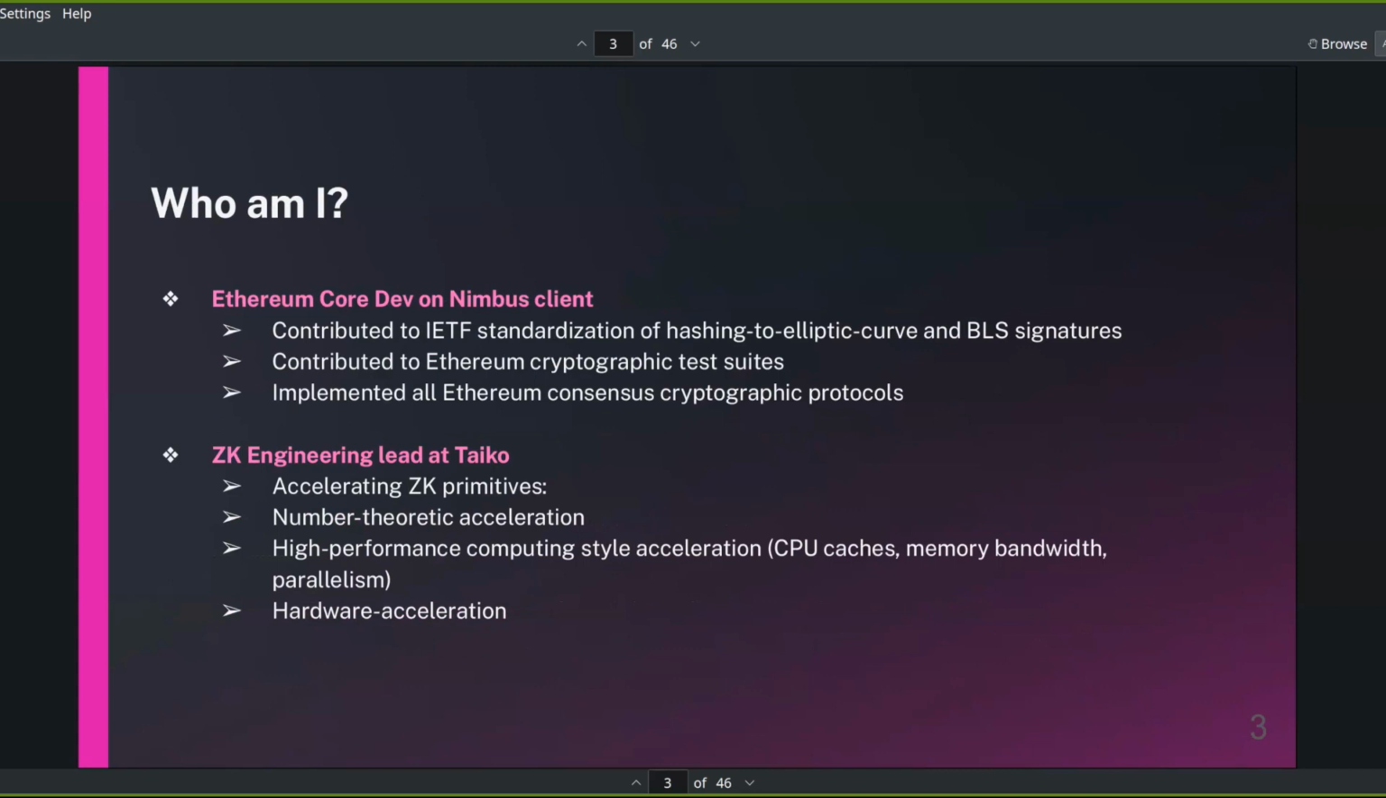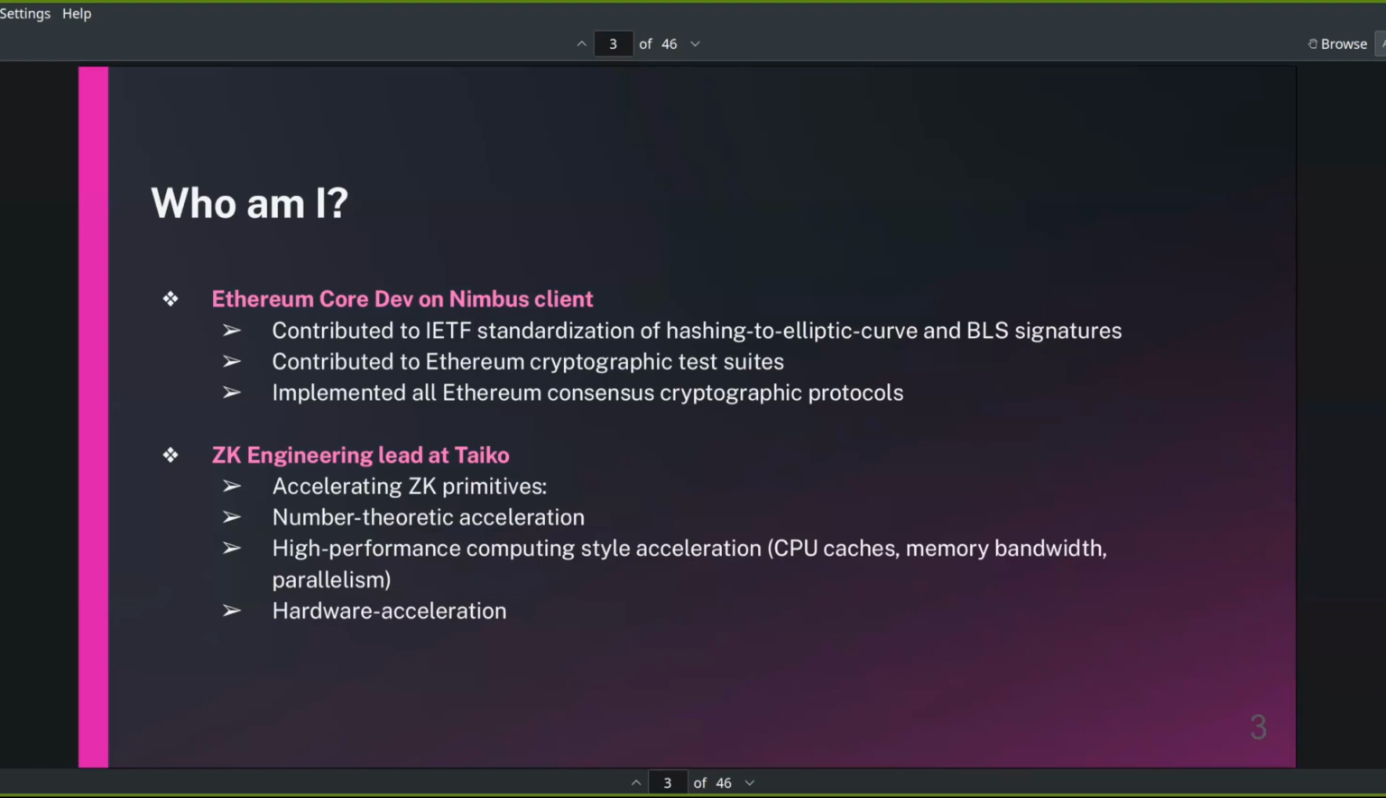Who am I and why am I talking about cryptographic library? So I used to be an Ethereum core dev on the Nimbus client at Status. In particular, I contributed to the IETF standardization of hashing to elliptic curve and BLS signatures. IETF standardized TLS v1.3, for example, so it's a very big standards body.